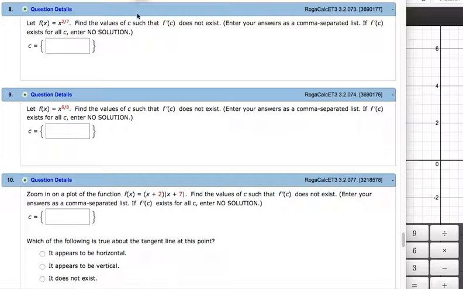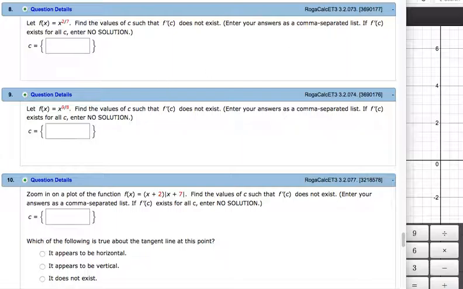Right, in this problem, actually in these three problems, we want to determine the values of c at which the derivative is undefined. So this first function is f of x equals x to the 2/7. And what we're going to do is just look at the graph in order to make this determination for now. We'll learn how to do it without looking at the graph later on in the course.